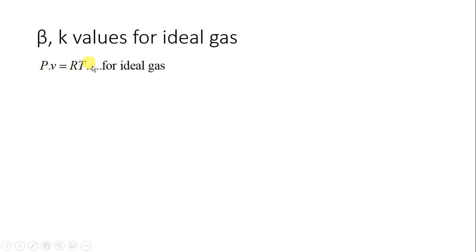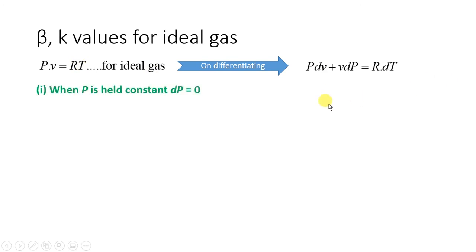What is the actual equation? PV equal to mRT. In that case V will be volume. What we are writing, P small v, which is specific volume, volume upon mass, is equal to RT. So on differentiating this equation, what we can write? P dv plus v dP equal to R dT. Now there are two conditions over here. Okay, so we will use two conditions.